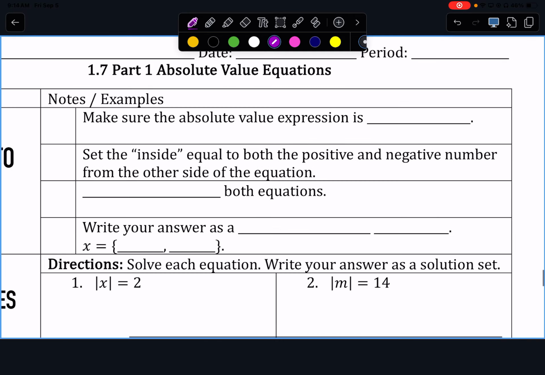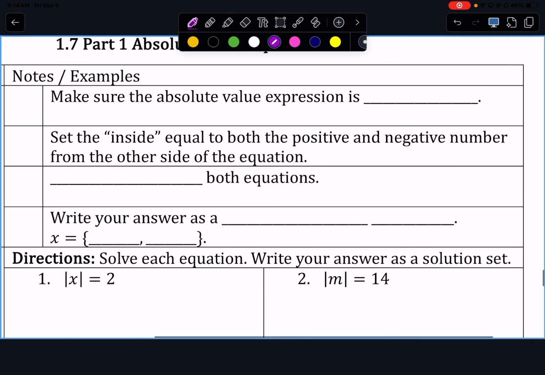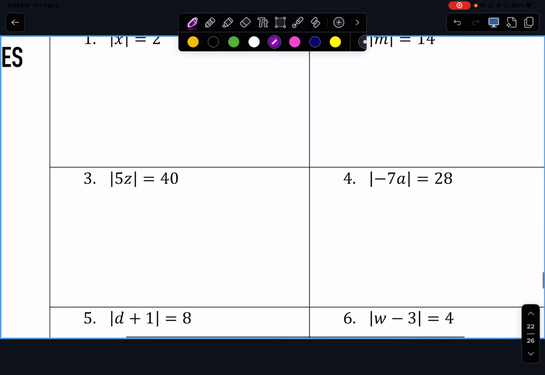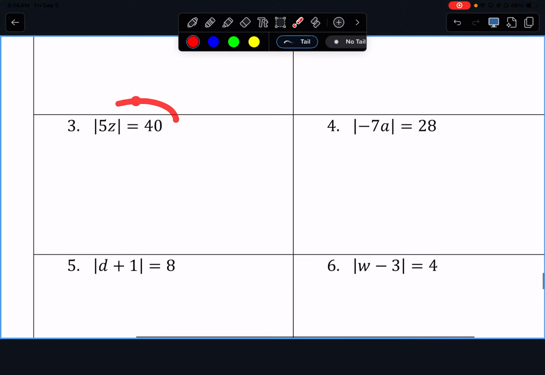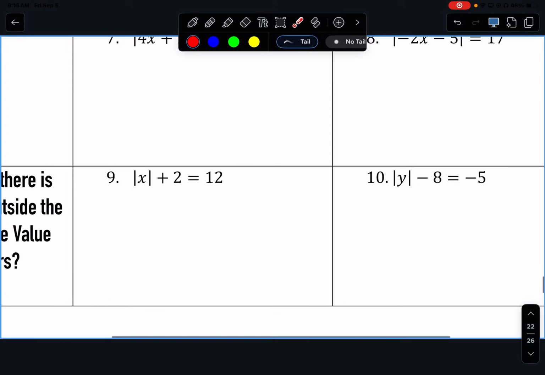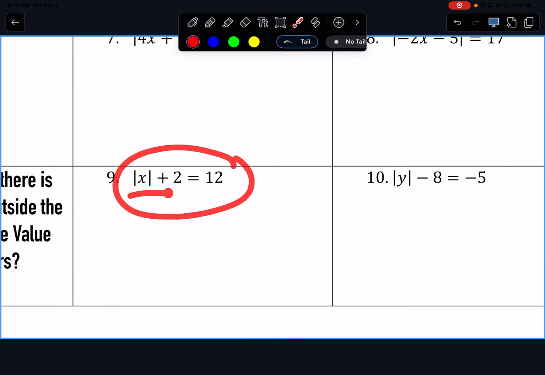So the first step, number 1, is to make sure the absolute value expression is isolated. All that means is we need to make sure our absolute value expression is on one side and everything else is on the other. So it needs to look like this, where we have our absolute value equals a number, not like this: absolute value plus something else equals a number. We have to first get it so it's just absolute value equals number.